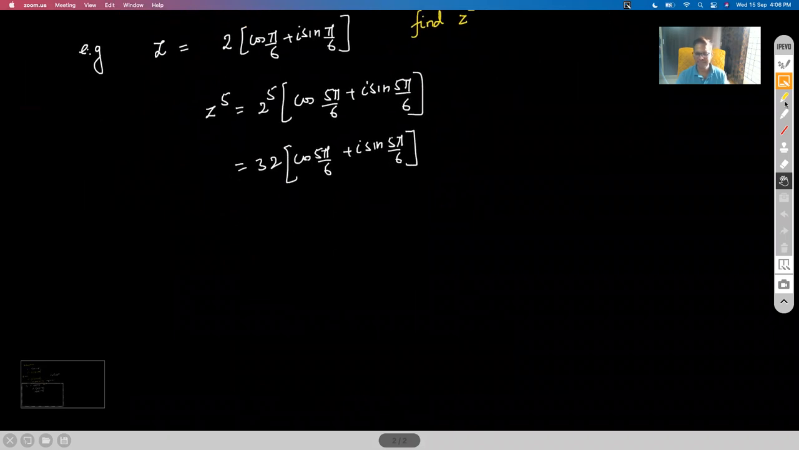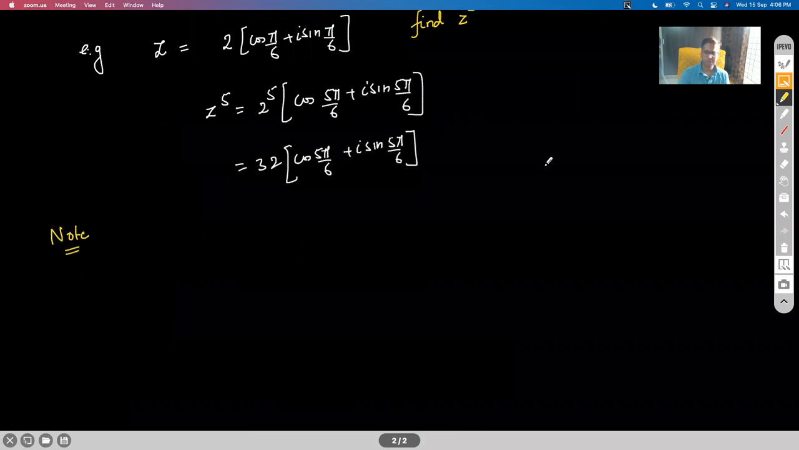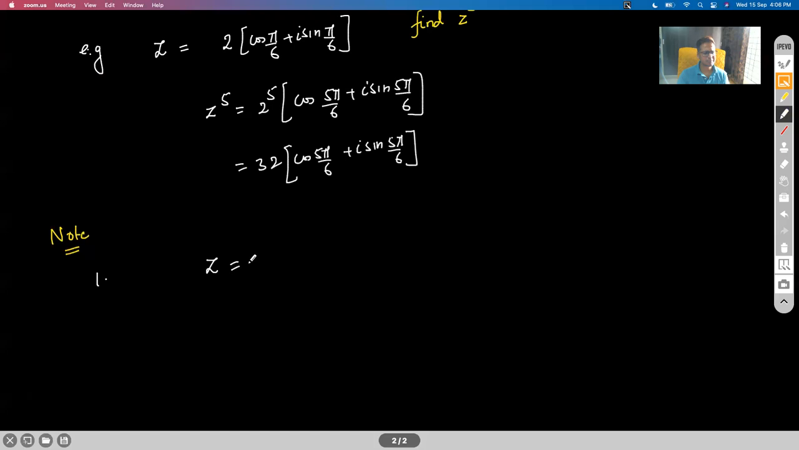Now, a few points to be noted here. Please note down the following points. Number one, if your complex number is given to you like this, r cos theta plus i sine phi, where theta and phi are not equal to each other.